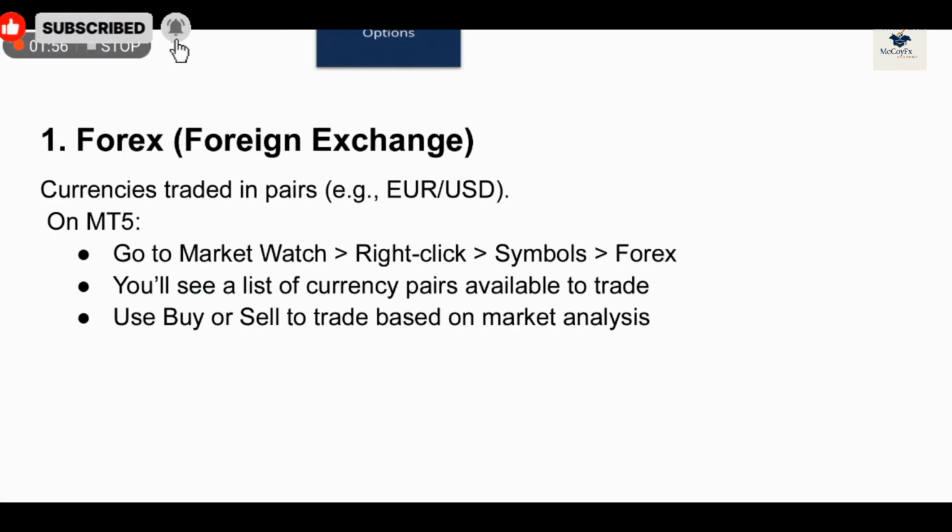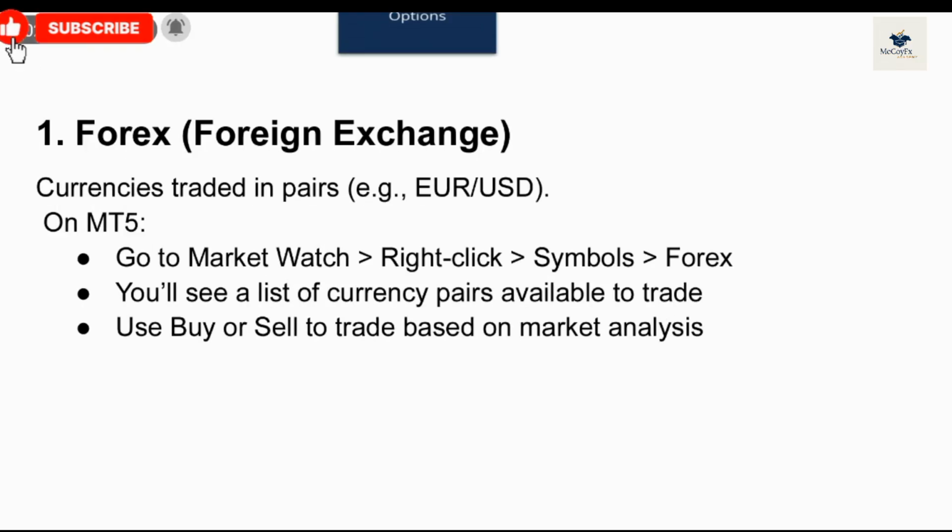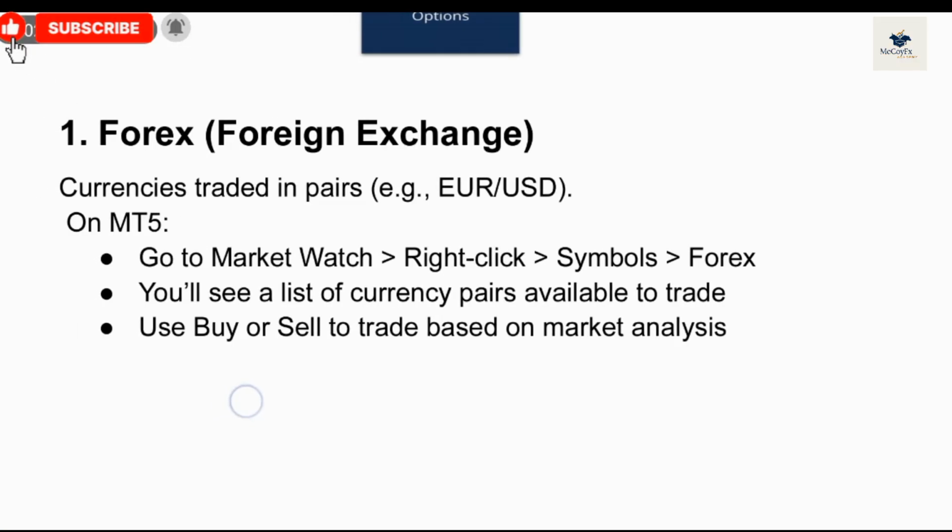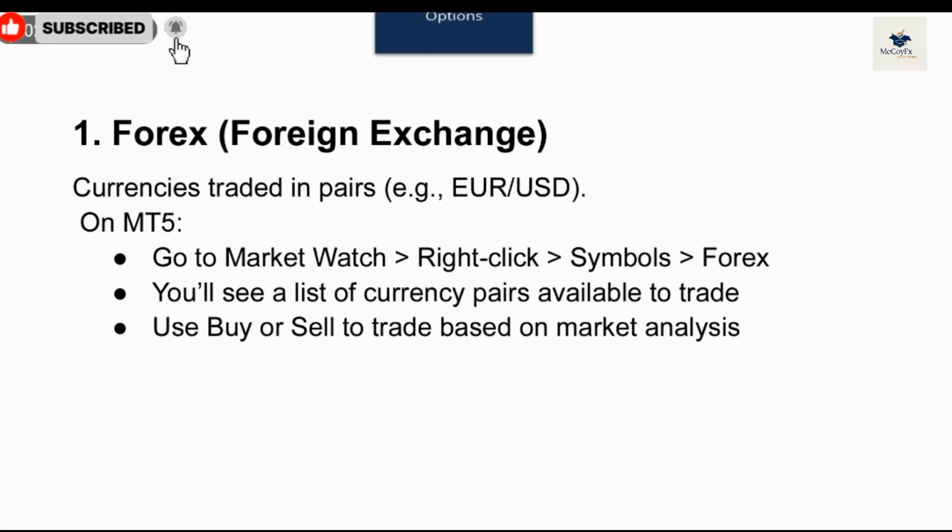1. Foreign exchange or Forex. Currencies traded in pairs. When it comes to Forex, currencies are traded in pairs. Example, we have the Euro USD. This can be accessible on the MT5. If you are using a laptop, you can go to Market Watch, right click, symbols, Forex. You will see the list of currency pairs available to trade. Use buy or sell to trade based on market analysis. We are going to do all that when we get to the practical aspects of this course.